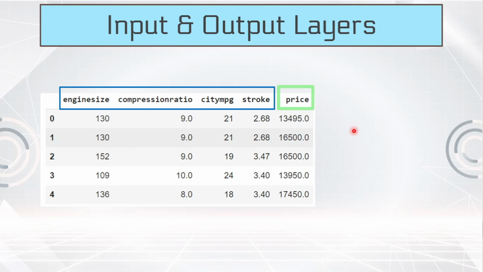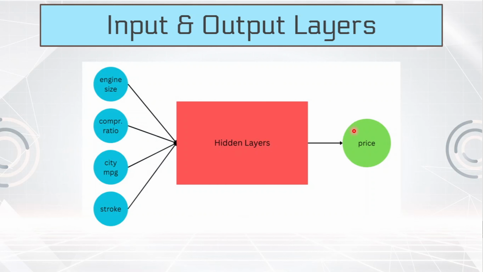In this case, we will have four input columns and one output column. If you want to build a neural network for this data, you will need four neurons in the input layer and one neuron in the output layer, like in this example. We have engine size, compression ratio, city MPG, and stroke. This data will go through the hidden layers, and then at the output you need only one neuron, which represents price. The price will be the answer of the neural network. Let's switch to the second example.